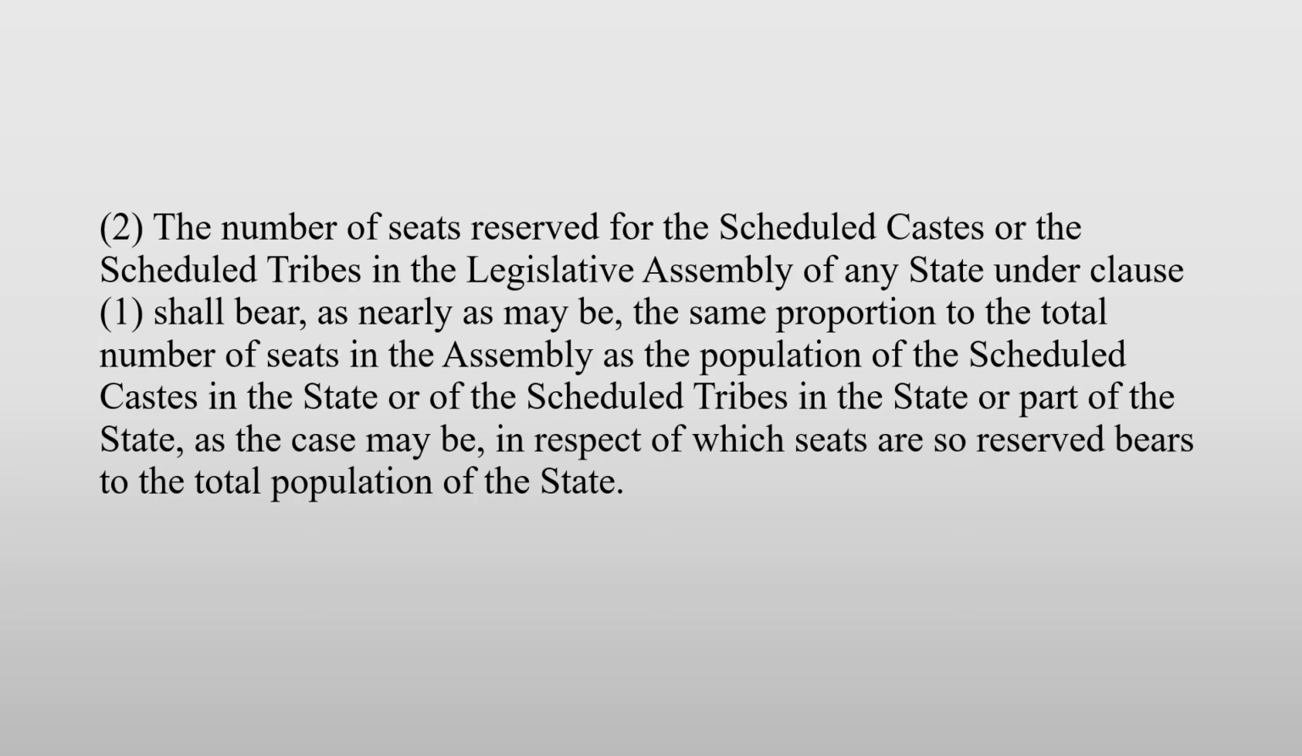The number of seats reserved for the scheduled castes or the scheduled tribes in the legislative assembly of any state under Clause 1 shall bear as nearly as may be the same proportion to the total number of seats in the assembly as the population of the scheduled castes in the state or the scheduled tribes in the state or part of the state, as the case may be, in respect of which seats are so reserved bears to the total population of the state.